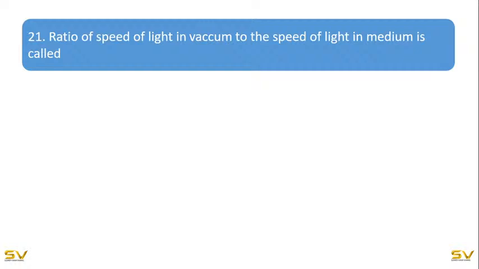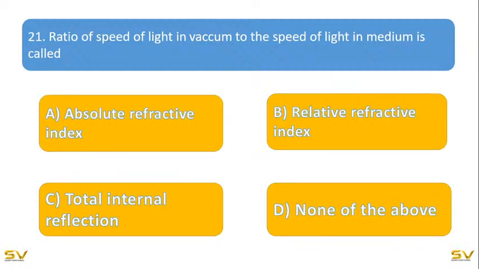The ratio of the speed of light in vacuum to the speed of light in a medium is called what? Is it absolute refractive index, relative refractive index, total internal reflection, or none of the above? So what do we call this ratio of the speed of light in vacuum to the speed of light in the medium?